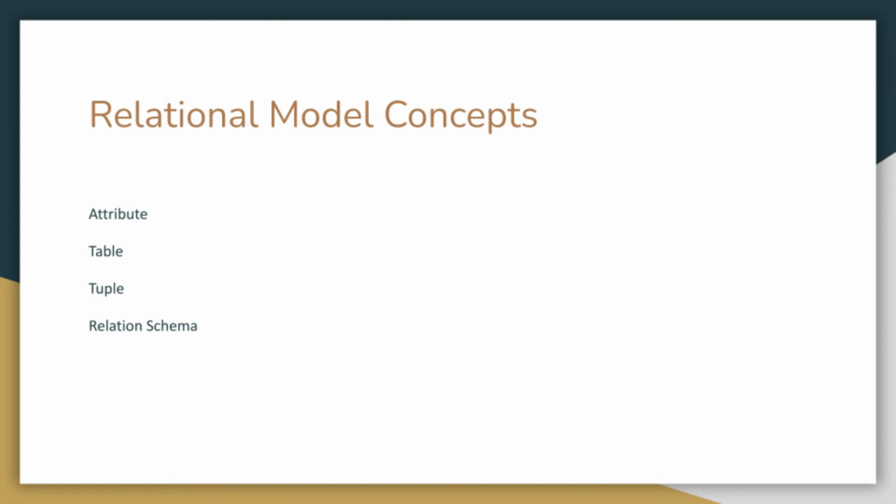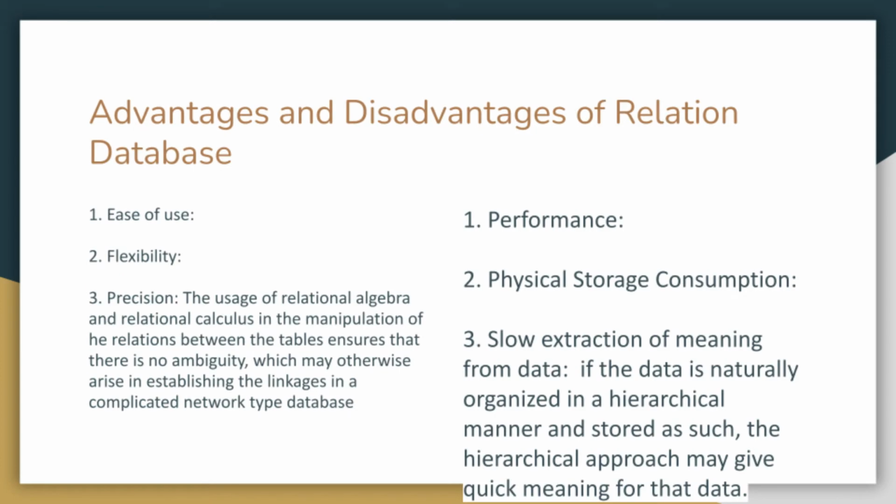Relation schema, a relation schema represents the name of the relation with its attributes. Degree, the degree of a relation is the number of attributes it contains. Cardinality, the cardinality of a relation is the number of tuples it contains. Primary key, the primary key is a column or set of columns whose values uniquely identify each row in the table.